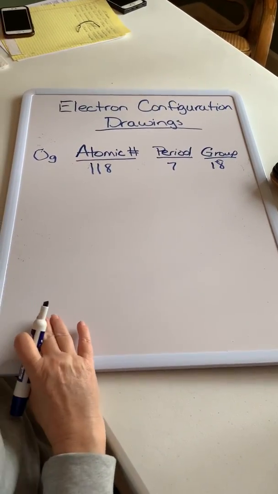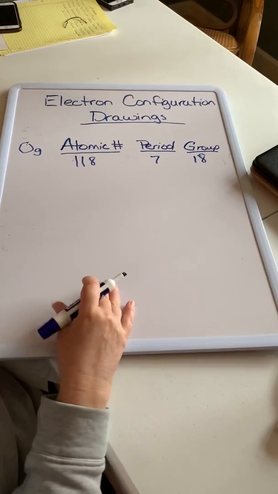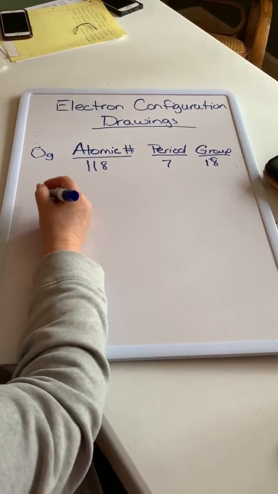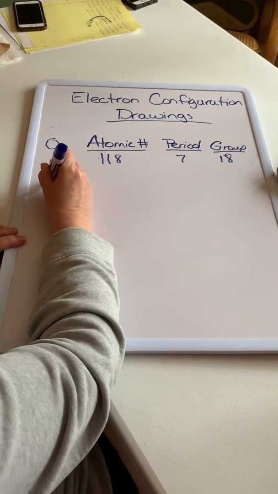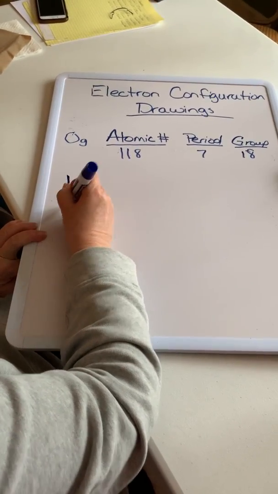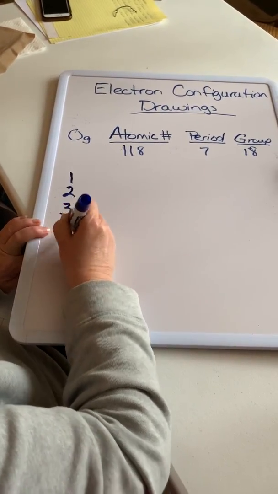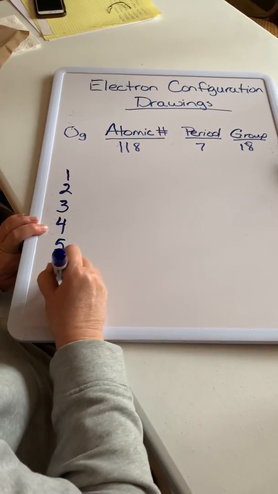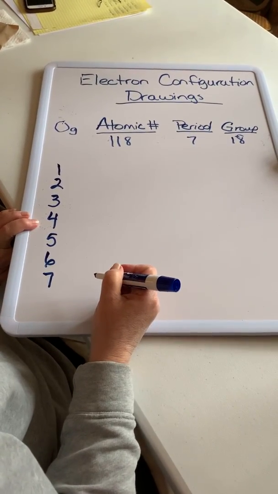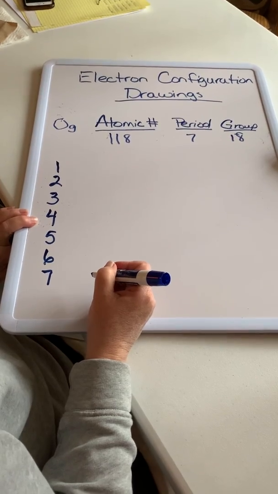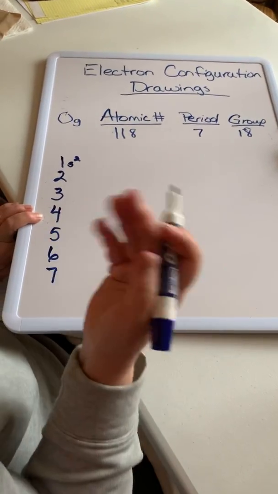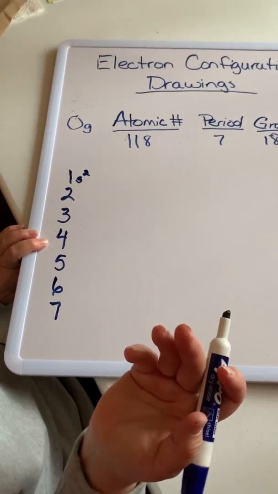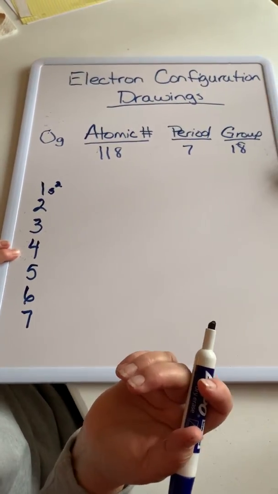So oganesson, wow, that's going to be a big one. How many levels are we going to have to put? 7? Right. How do we know that? Because that's the period number. Good. Level 1 is going to have 1s2. How do we know that? Oh, because they all have 1s2, unless it's hydrogen, which has 1s1.